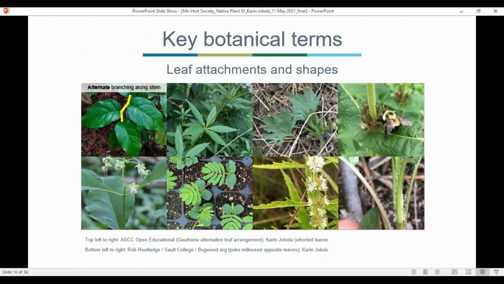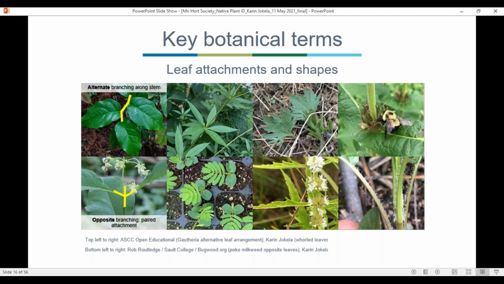And then I want to go over a few botanical terms that might help us as we talk about specific species in subsequent slides. First, just alternate branching versus opposite branching. So an alternate branch, you can see here I have in yellow, the leaves come off the stem in a zigzag pattern. They're alternating along either side of the stem.